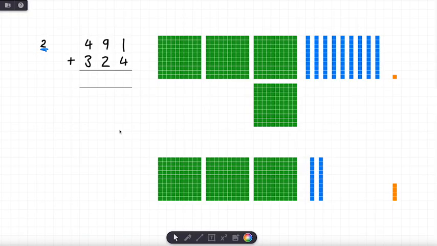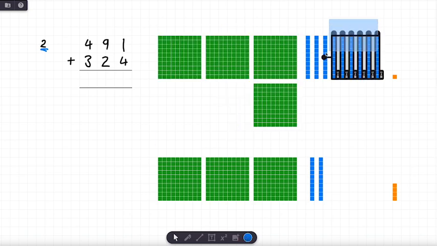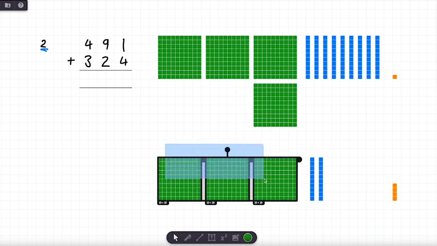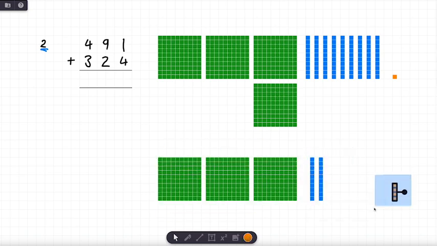So this is our next question, 492 plus 324. As you can see, we've got the 400, the 90 and the 1 here, and underneath we've got the 324. And just like the last question, we're going to start off with the units first and then move to the larger place value columns. So 1 plus 4 is 5. We don't have any regrouping there or carrying. That's nice and simple. So I can just move these blocks up.